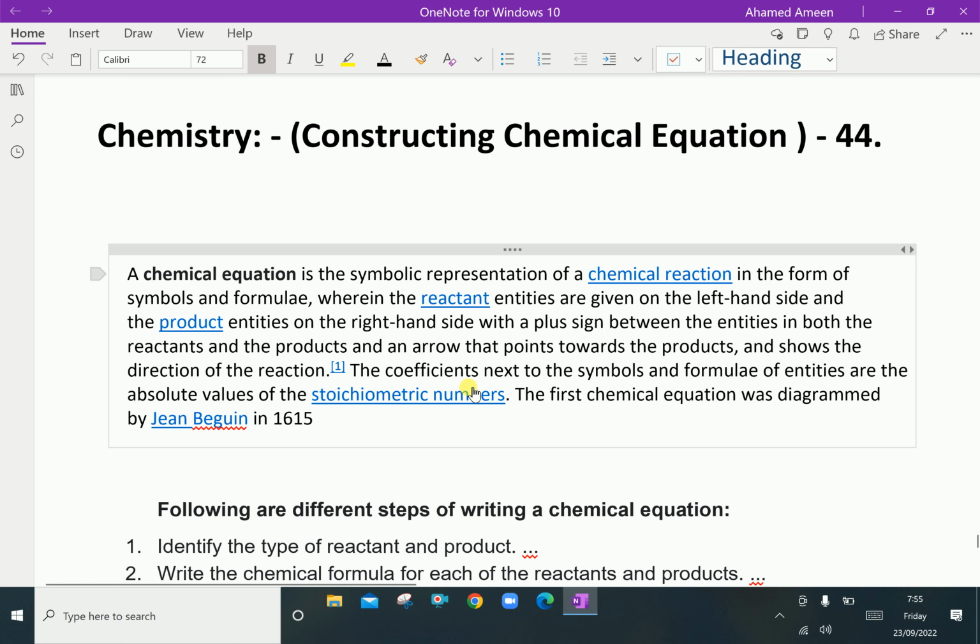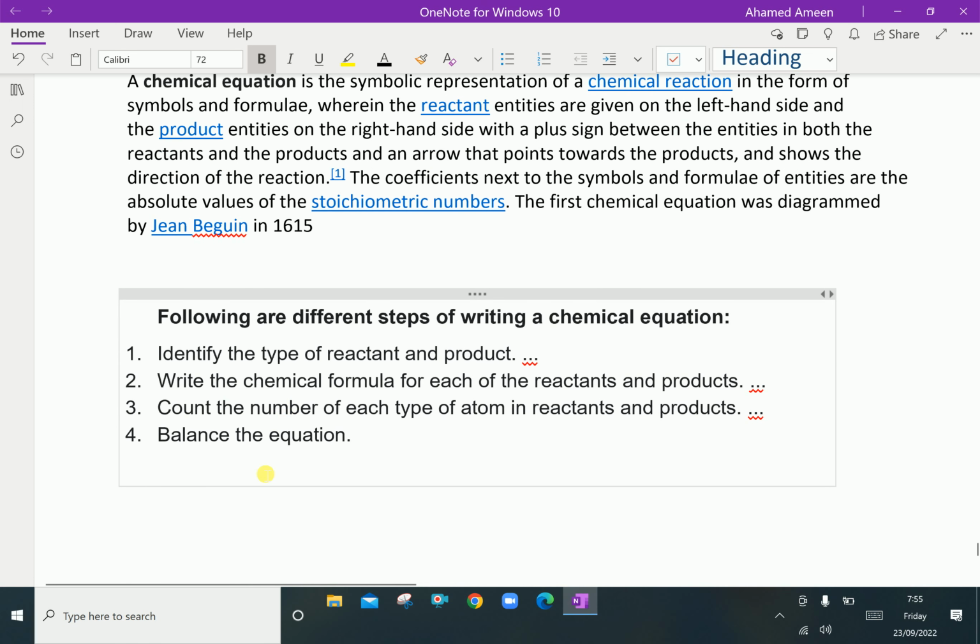The coefficients next to the symbols and formulae of entities are the absolute value of the stoichiometric numbers. The first chemical equation was diagrammed by Jean Beguin in 1615. The following are the four steps of writing a chemical equation.